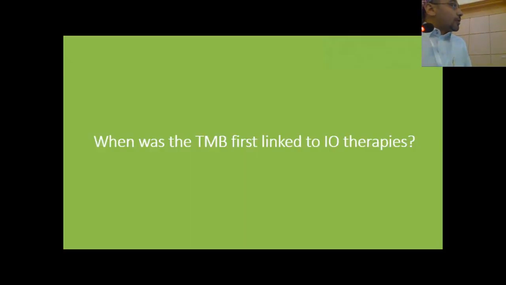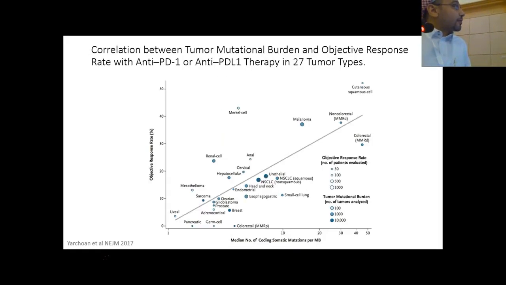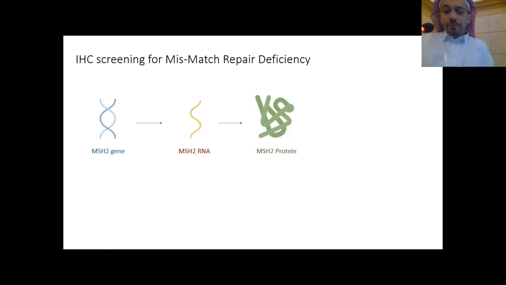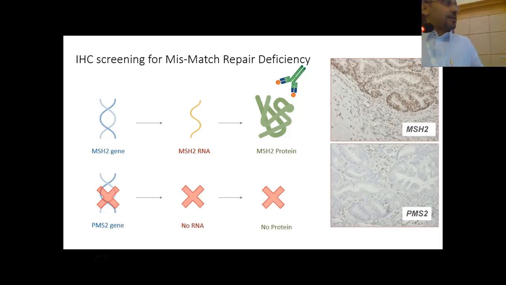So I will skip through the papers because we have been describing the importance of these biomarkers and move to the detection methods. The most common one is using immunohistochemistry. Basically, we are trying to detect the expression by using antibodies on one of the 4 proteins. If this gene, for example PMS, is deleted or silenced, it will not produce RNA, and then no proteins, and there are no antibodies, and this is what we see in the immunohistochemistry slide.